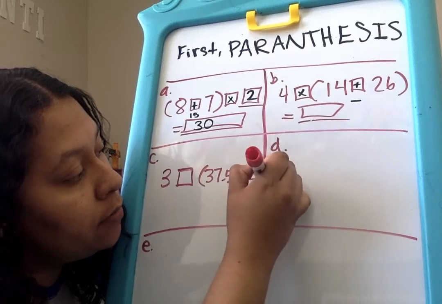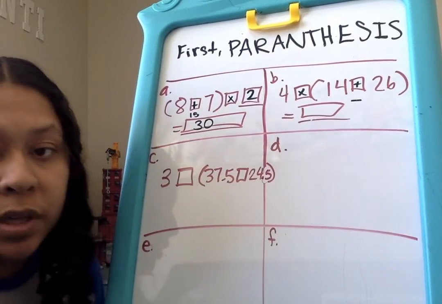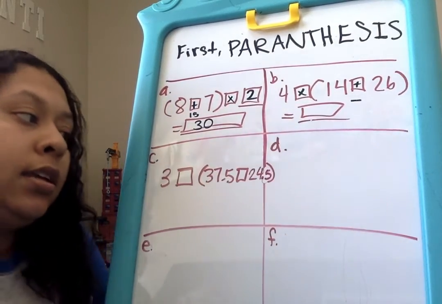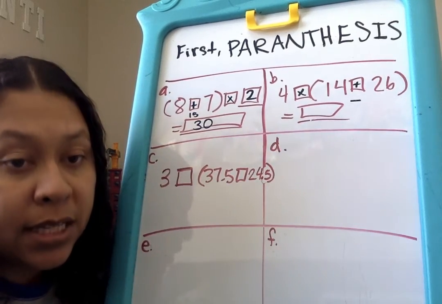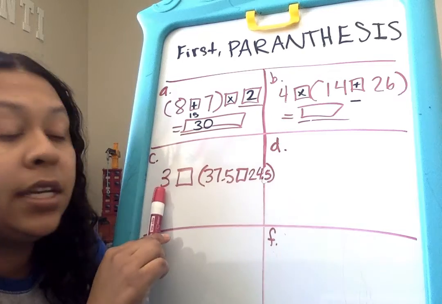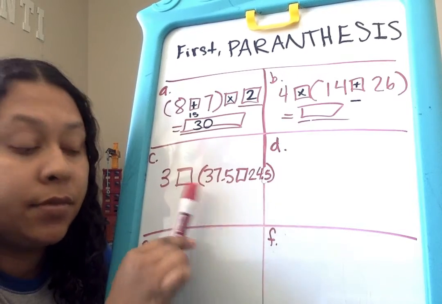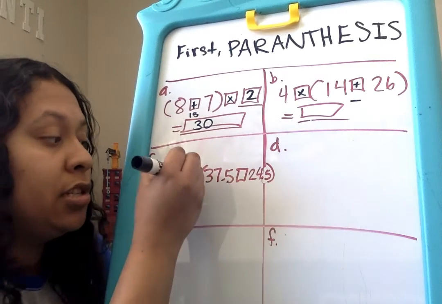That's not 245, it's 24 and 5/10. Okay, so now first you need to plug in these blanks. So by reading the sentence again, 3 times. So you need a multiplication symbol here.